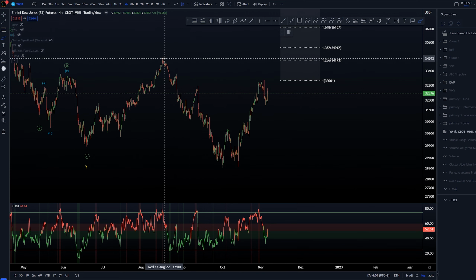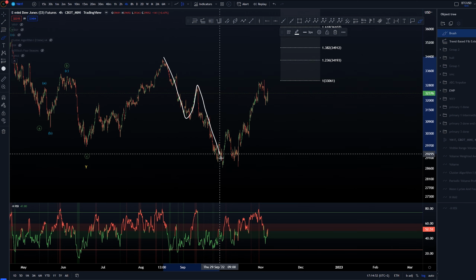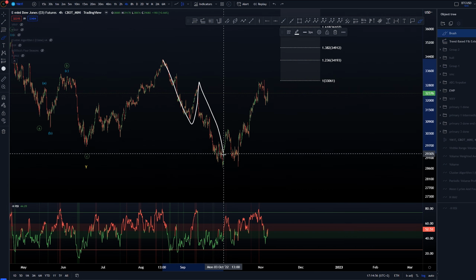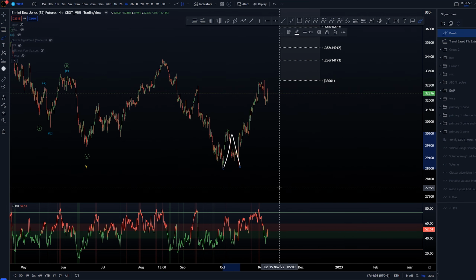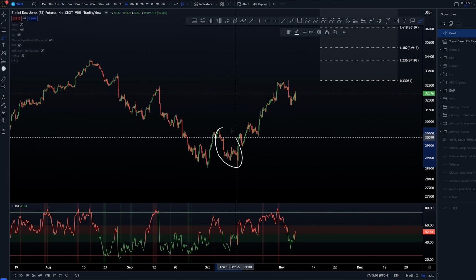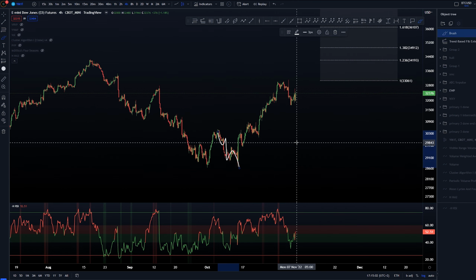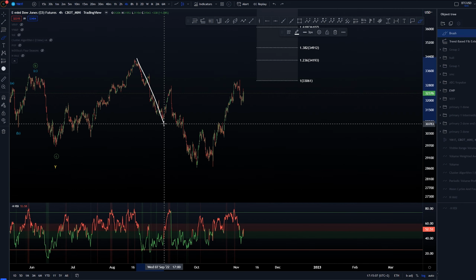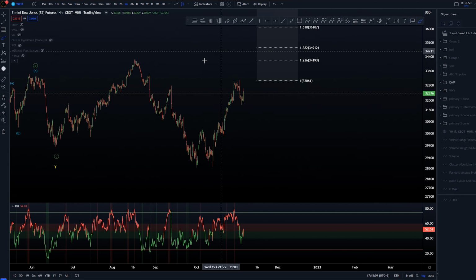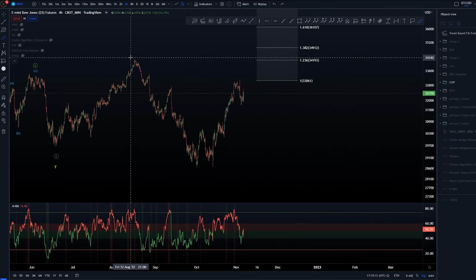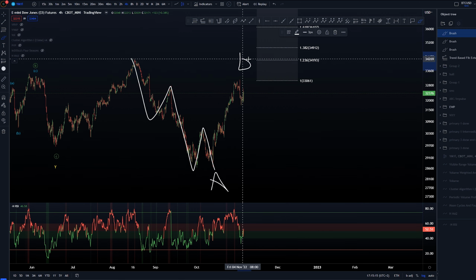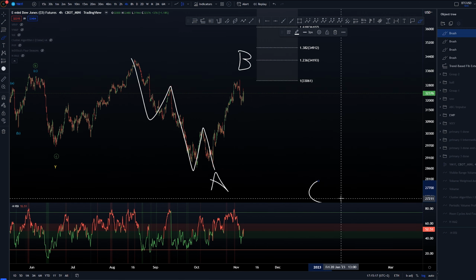On the other indices, where I've labeled this as 1, 2, 3, 4, 5 as a possibility, of course, we had the possibility of having this as a WXY, XZ as well. However, the last leg here is definitely more looking like a five-way structure than anything else. So that's why I did prefer the five-way structure here. That would make me think that this whole structure would be a five-way structure into A wave here. Then we would be getting a B wave and then C wave downwards.